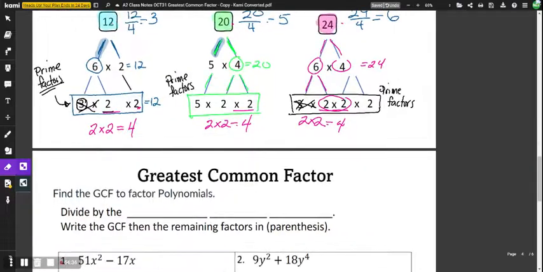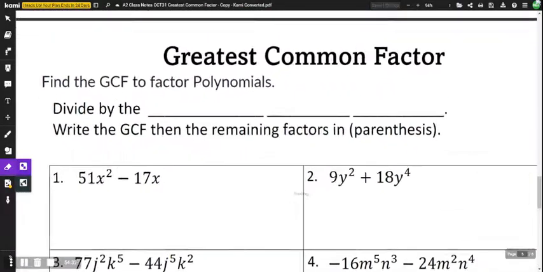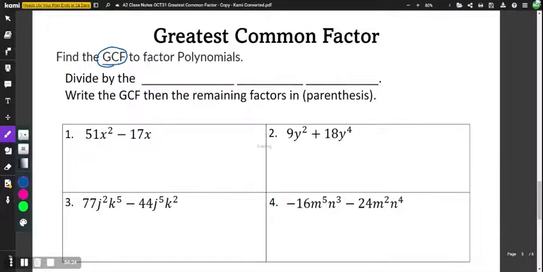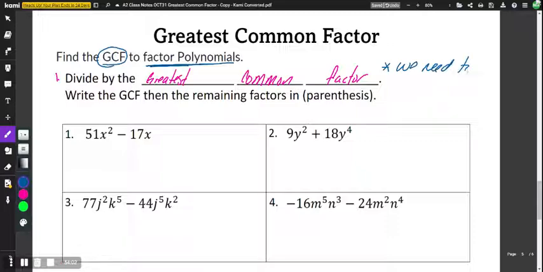Okay, now let's take a look at some examples with some numbers and understand what we're going to use the greatest common factor for. We're going to find the GCF in order to factor polynomials. So we're going to use the GCF to factor polynomials. The first thing we need to do is divide by the greatest common factor. And in order to divide, we need to find the GCF so we can divide by it.